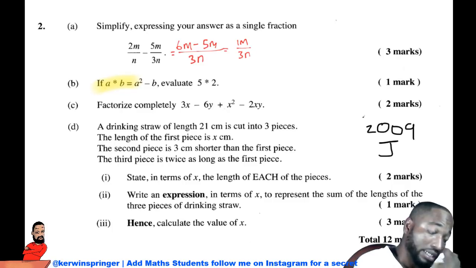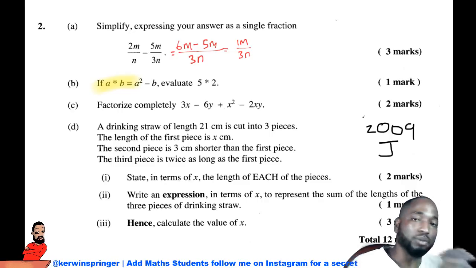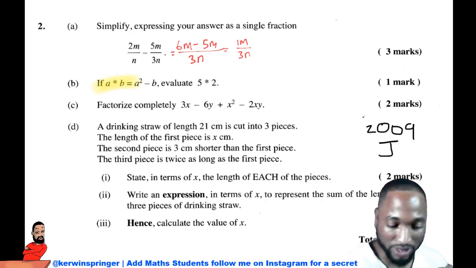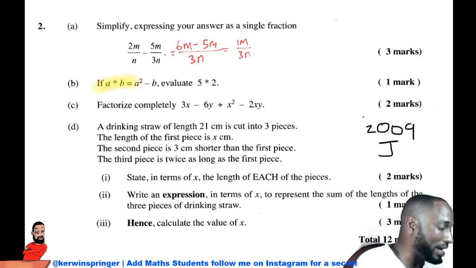Factorize completely. I want to try and do as many questions as possible, and I just leave it out, because I know some people may not understand and will stay quiet. Why are all these brilliant people throwing out answers here, black is white?